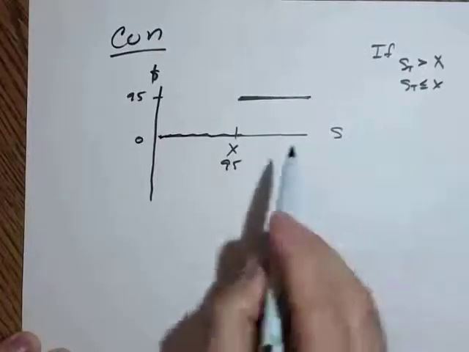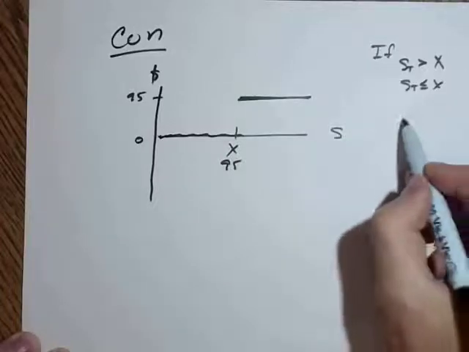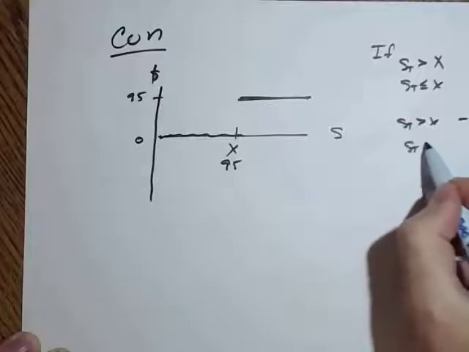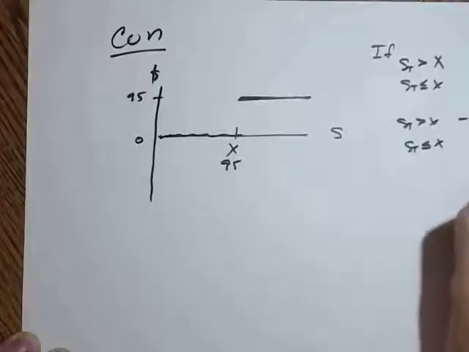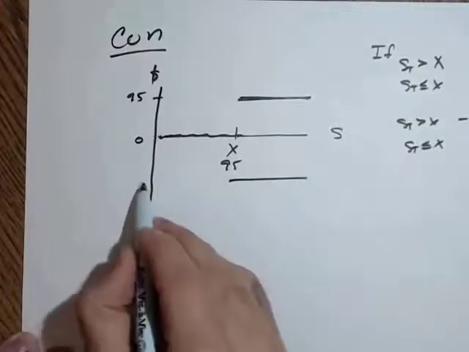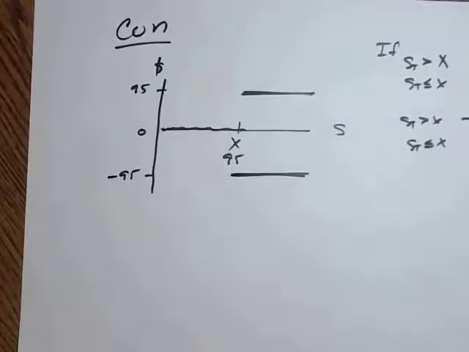Now if you're short this, what will happen is you're going to have to pay. If ST is greater than X, you'll pay X, and if the stock at expiration is less, you pay 0. So it'll look like this, where this is minus 95. So graphically, there's the payoff structure of those two types of options.